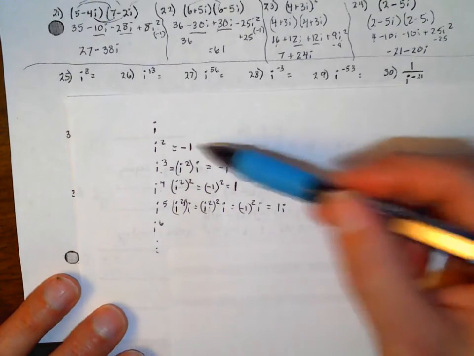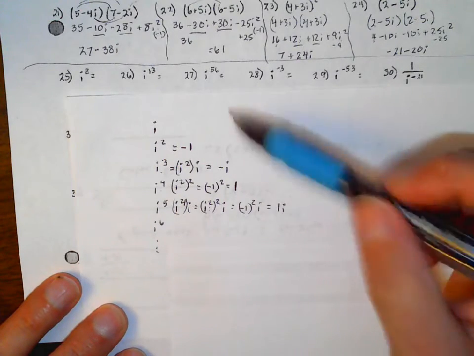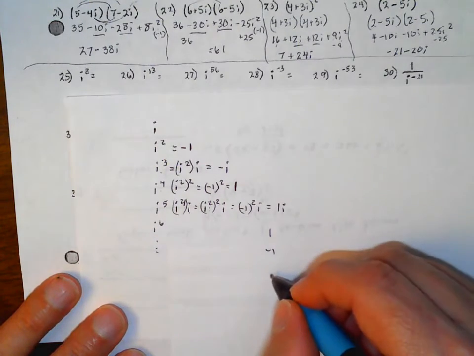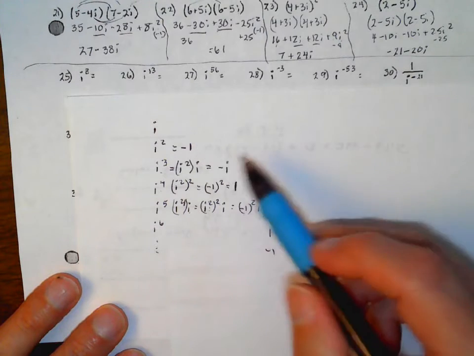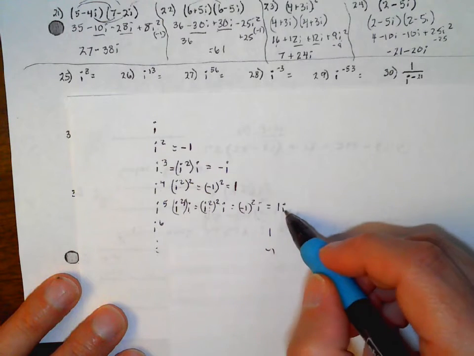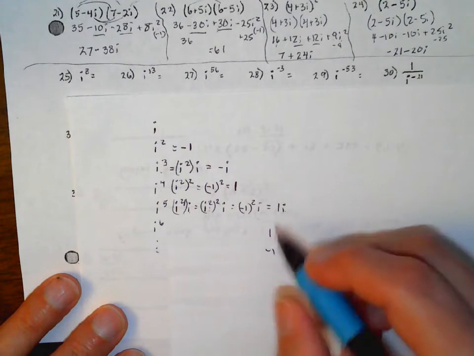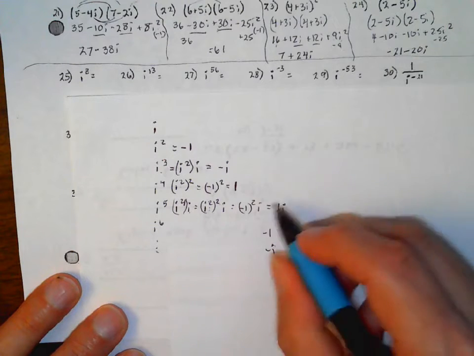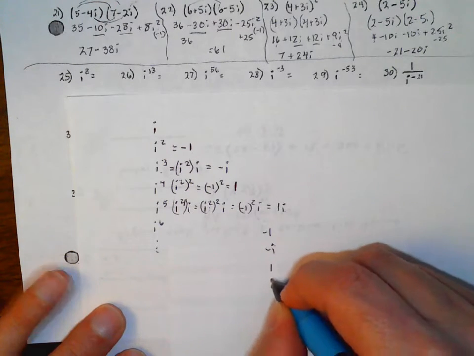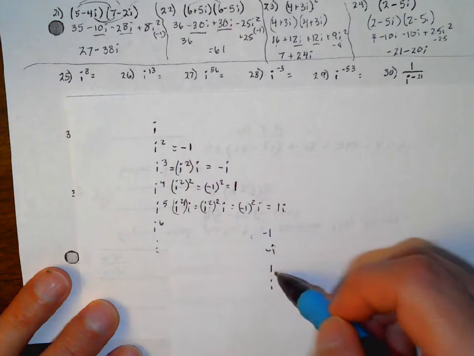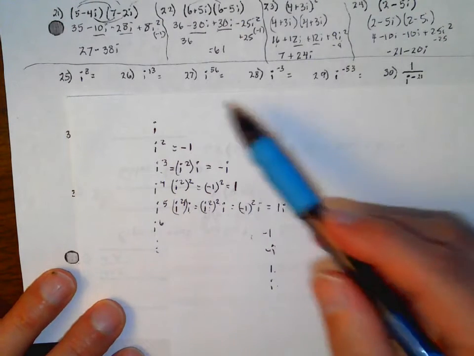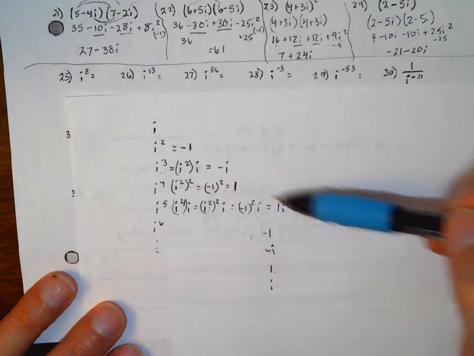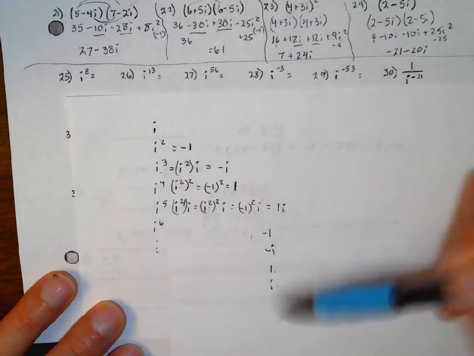We're going to have i, -1, -i, 1, and we keep that pattern going. It'll be i, -1, -i, 1 for the 6th, 7th, 8th, 9th. Some teachers might have taught you in the past to memorize that pattern.